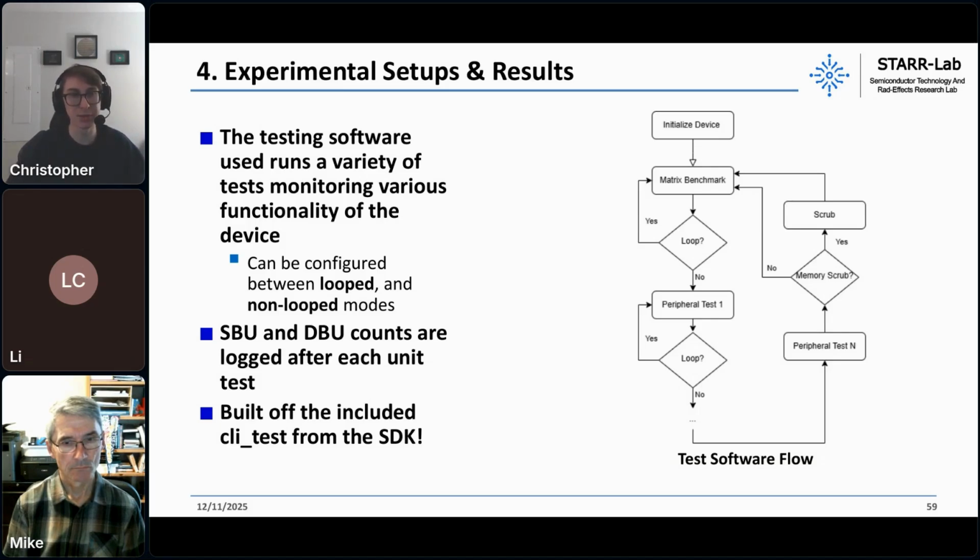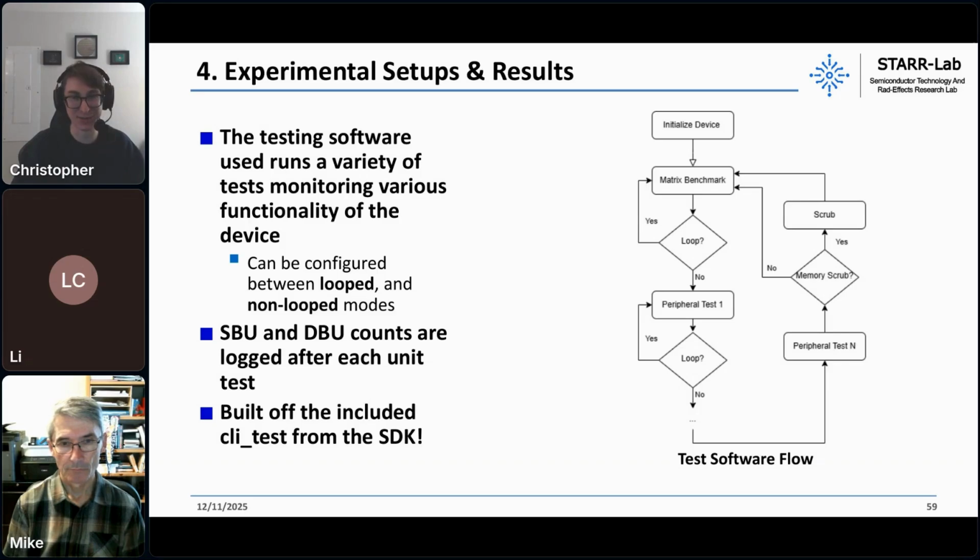We also run this in one of two modes. One is a looped mode in which we run each unit test about 100 times over, or we can do it in a non-loop mode where you run one unit test just one time, it goes on to the next, and eventually it loops back around. We also monitor all the single bit upset and double bit upset counts in the memory for these tests.